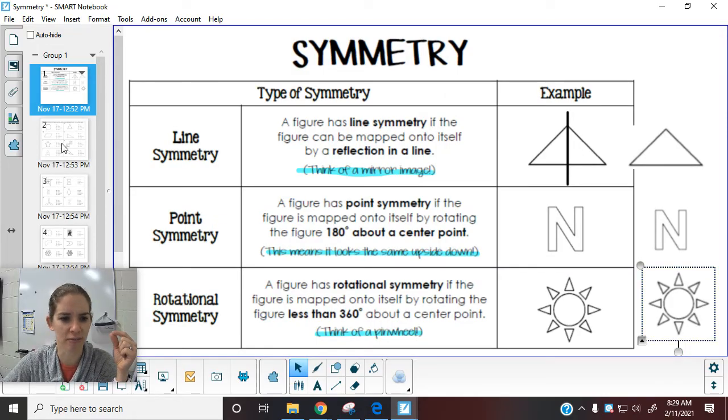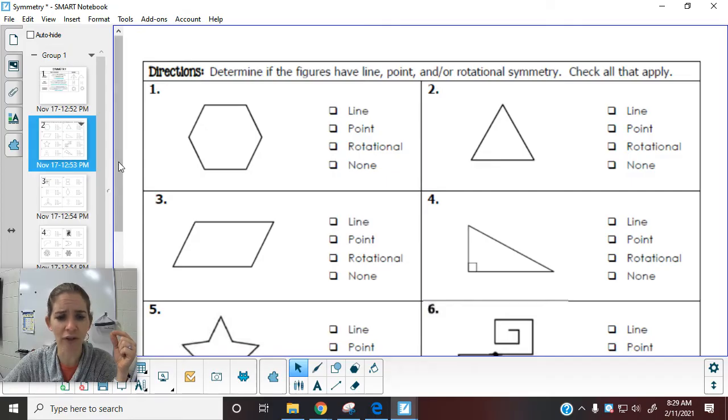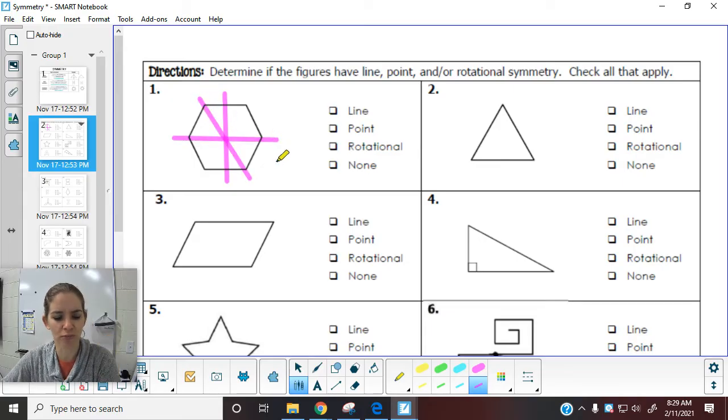So let's take a look at some examples together. If we look at number one, notice it says determine if the figures have line, point, and or rotational symmetry. So you can have multiple answers here. If we take a look at this, it has line symmetry because we can go straight down the middle this direction, we could go straight down the middle this direction, we could go diagonally. There's multiple going on, so it does have line.